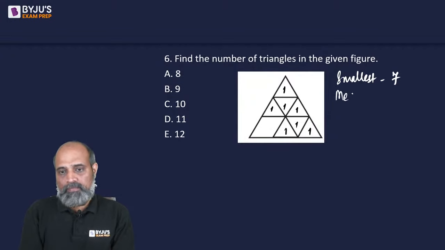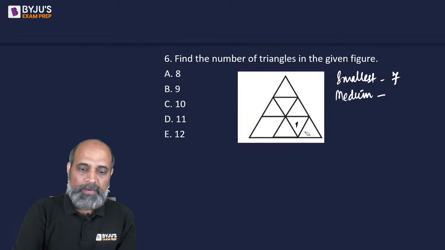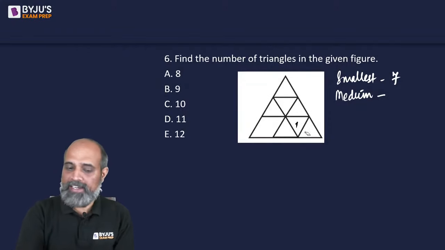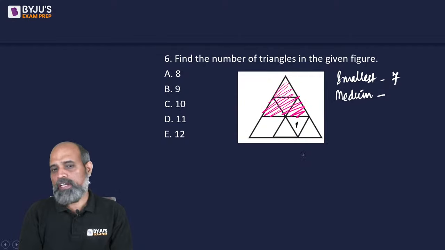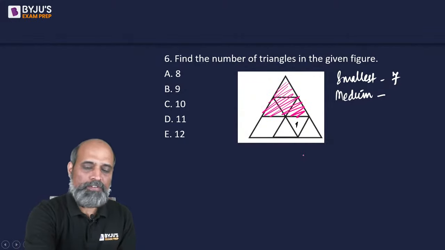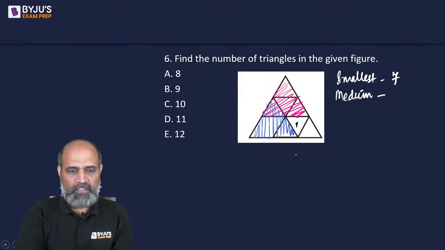Next, medium sized. Medium sized means more than one small triangle when it is included. Okay, so the medium sized triangle that we can see is this one, made up of 4 small triangles, right? Similarly, we will find another medium sized by taking this as the vertex. So that is another one, third.